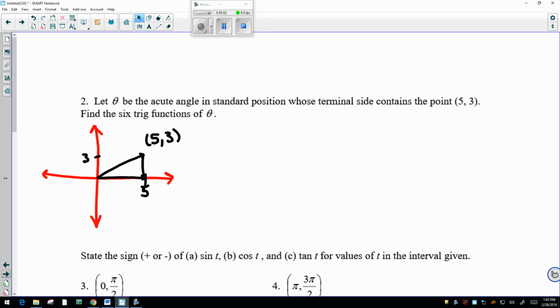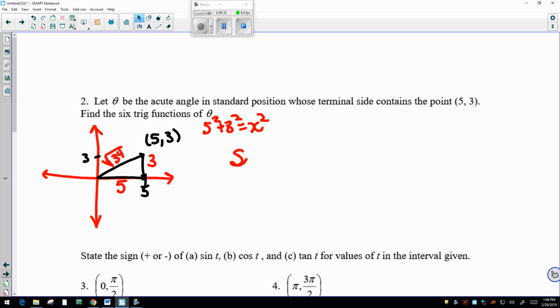Okay, so the distance on my x-axis is going to be a distance of 5. The distance on this y-axis, we're going up and down here, is a distance of 3. And we could do the Pythagorean theorem to find our hypotenuse. So 5 squared plus 3 squared is going to equal our hypotenuse squared. And if we solve this, I'm going to tell you that turns out to be the square root of 34. Okay, so we have to find all 6 trig functions.